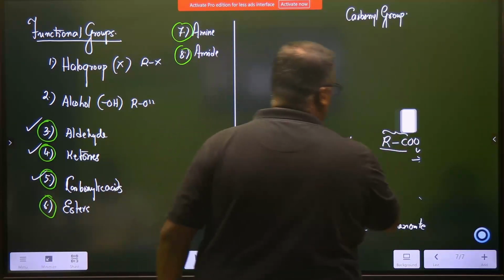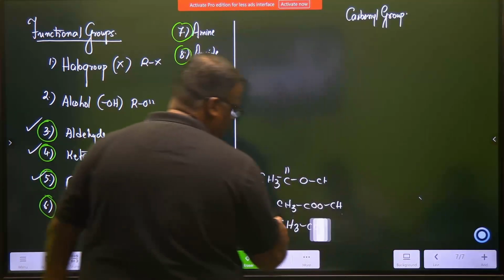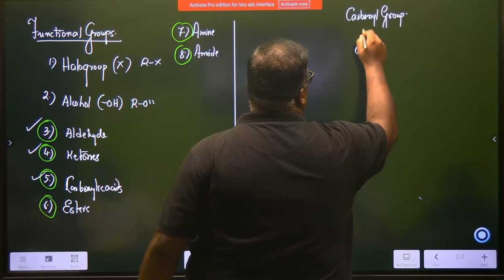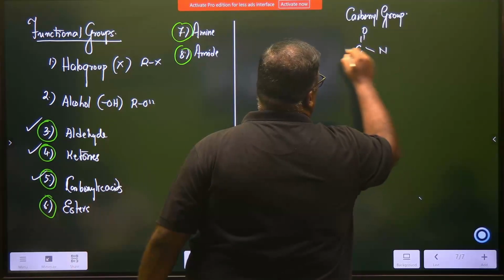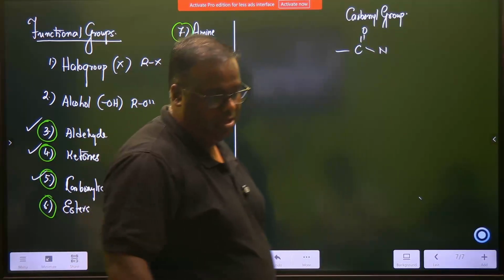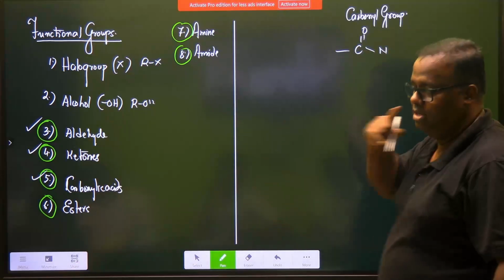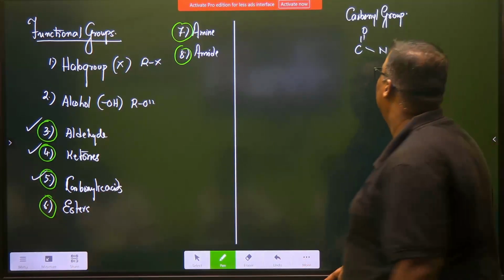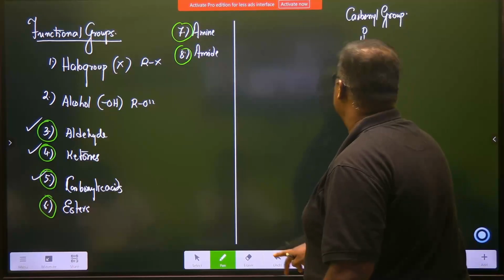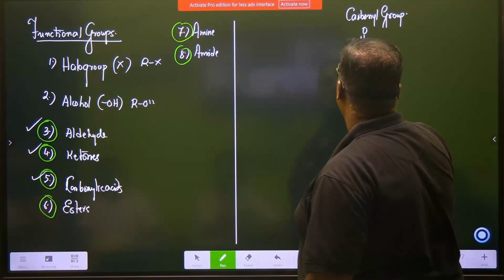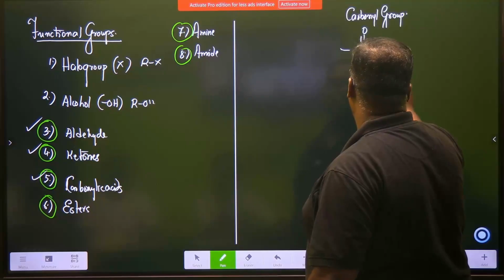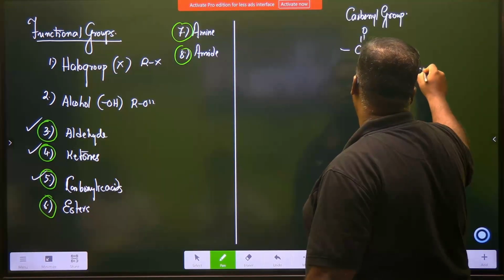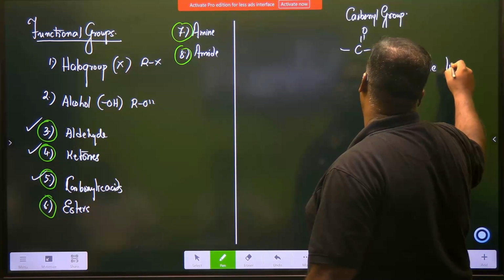Okay, one from the carbonyl group rather. C double bond O. If you plug one valency with nitrogen and keep the other open, this is called an amide link.